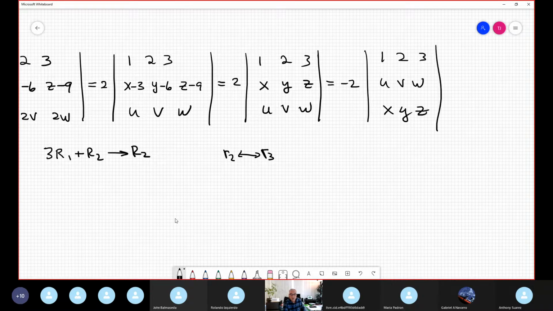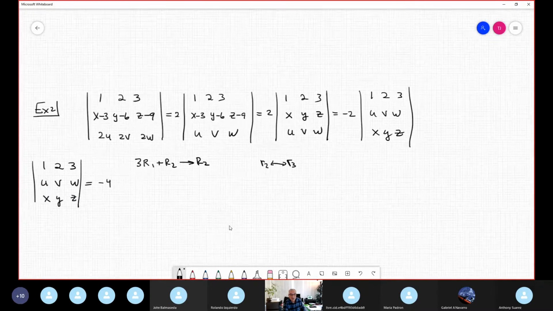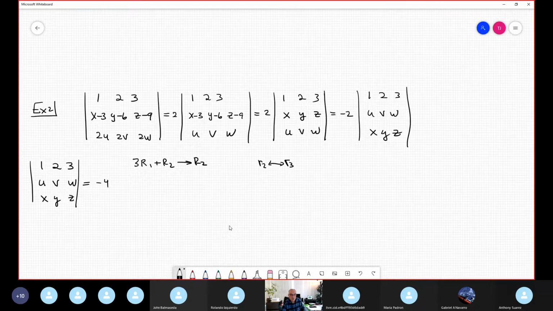At that moment, I compare this determinant, which is exactly the same as the one given at the beginning, -4. And the answer is -2 times -4, which is +8 again. Good. Do you get the idea?